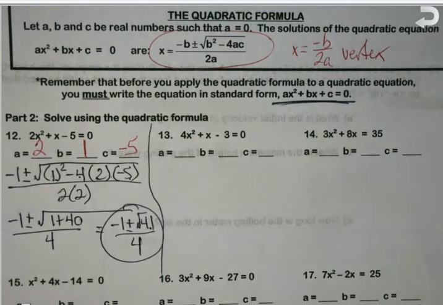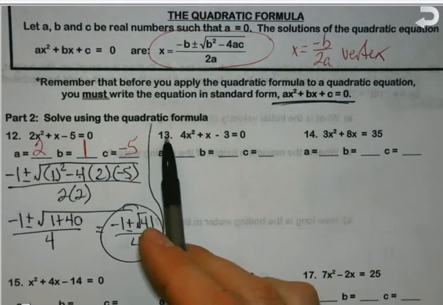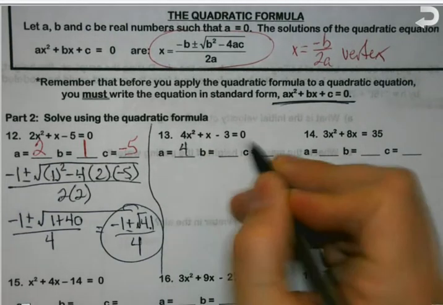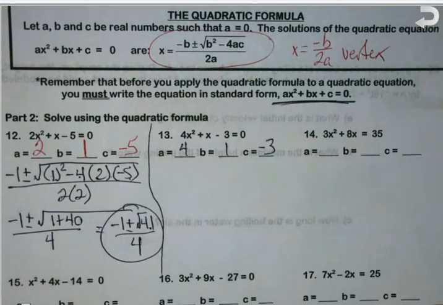Now, will they always be where I can't break them down? No, of course not. For 13, what's my A, B, and C? 4, 1, and negative 3.